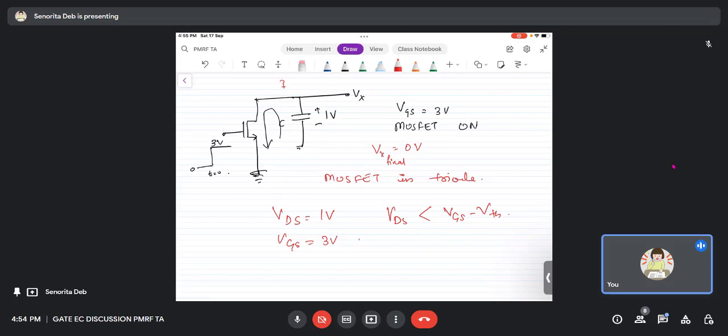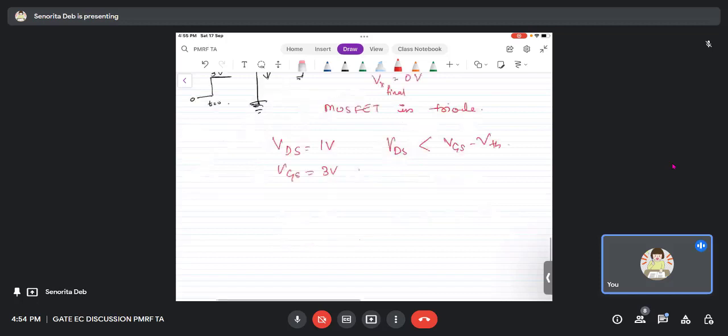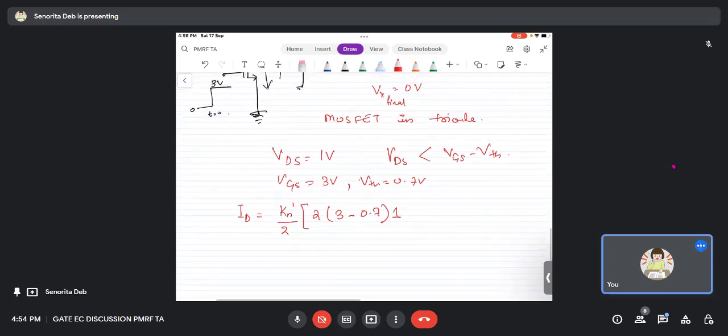Had this voltage been more than 3 volts, there was a chance that we could say it is in saturation and use the saturation formula. Otherwise we use the triode formula, which is ID equals Kn dash by 2 times 2 times (VGS minus VTH), so 3 minus 0.7, VTH is 0.7 volts, into VDS, 1, minus VDS squared, 1 squared. This is what it should be.